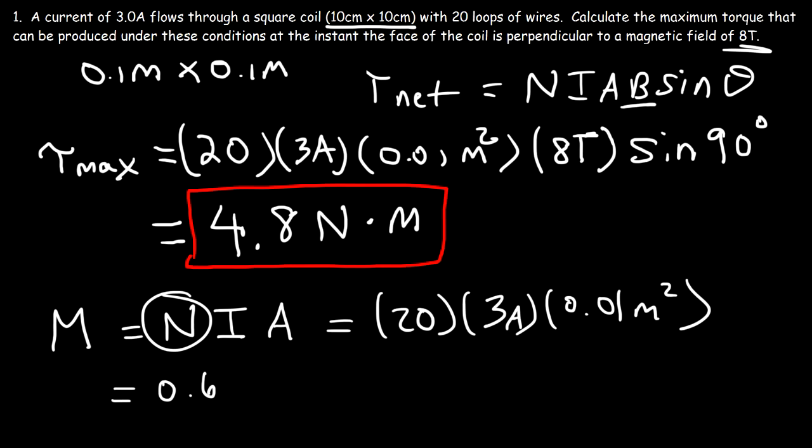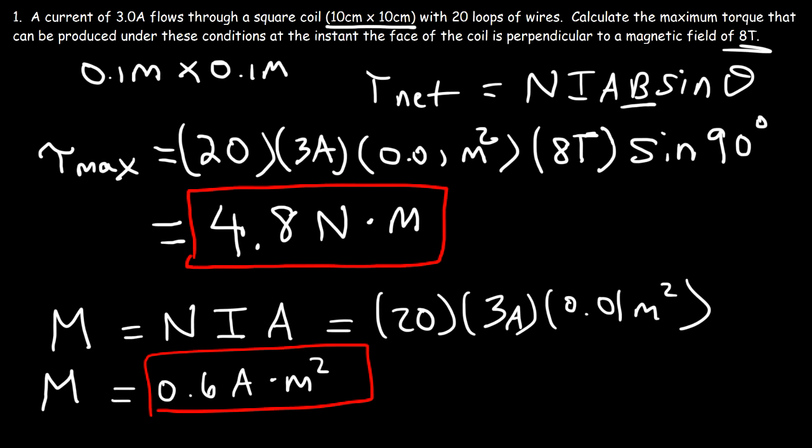So N is the number of loops. It doesn't have a unit. The unit of current is amperes, or amps for short, and the unit for the area is square meters. So for the magnetic dipole moment, it's going to be amps times square meters.